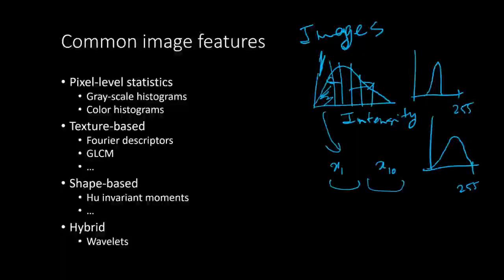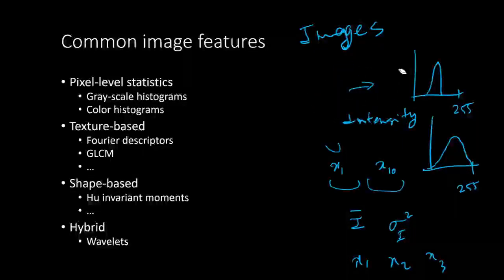Another way to describe this histogram would be to describe different statistical distributions of the histogram. So for example, I can say that I will describe the mean intensity, I will describe the variance of the intensity, I will describe the third central moment of the intensity, which is the skew, and then kurtosis, which is the fourth central moment, and so forth. So I can also do that, and then these become my x1, x2 and x3, etc. So these could be the new features.